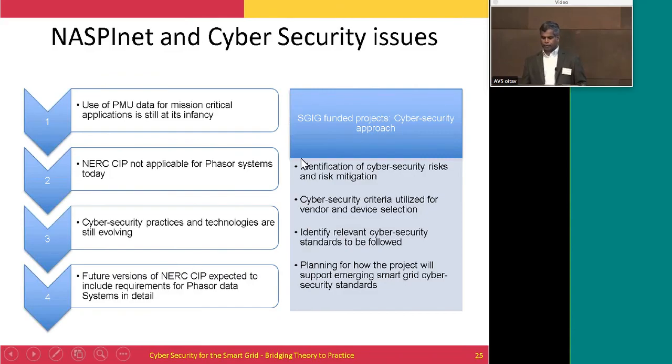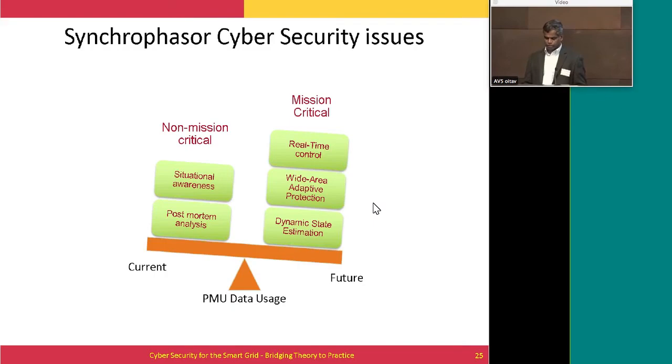Then, of course, a lot of smart grid investment grants emphasize that any new product, whether it is PMUs or other kind of technology that is implemented, they need to make sure that cybersecurity criteria is addressed in each one of them so as to achieve built-in security rather than just to go and build a system, then bolt security on later on. Instead, they want to have built-in security as we start building newer technologies into the grid.